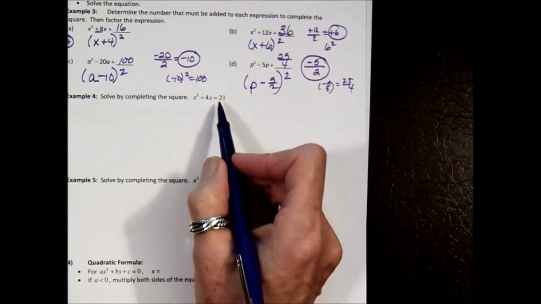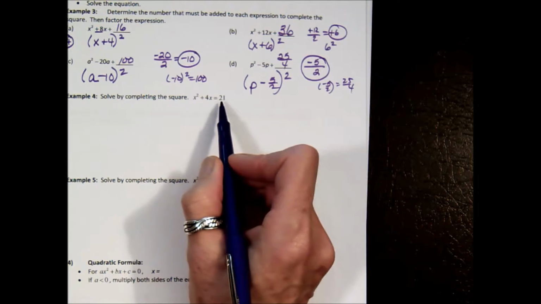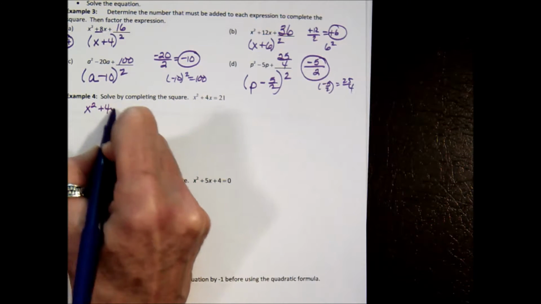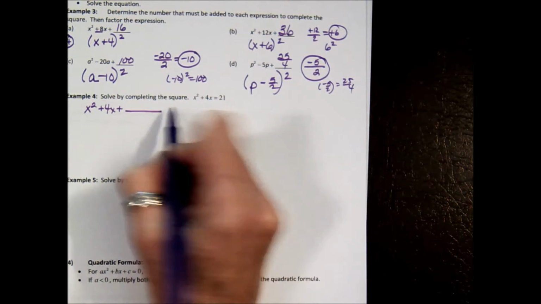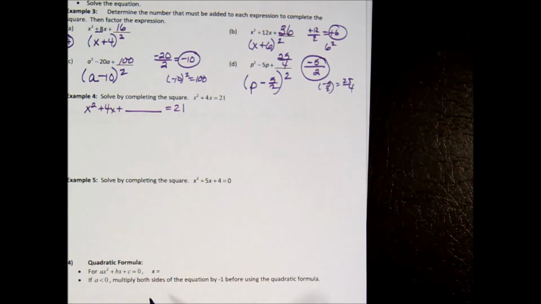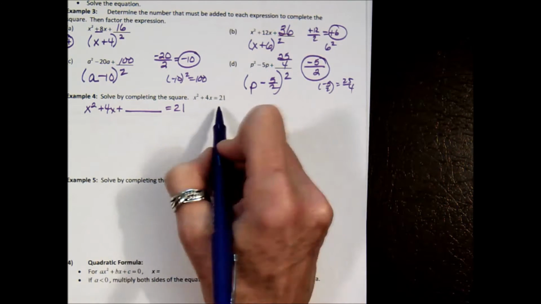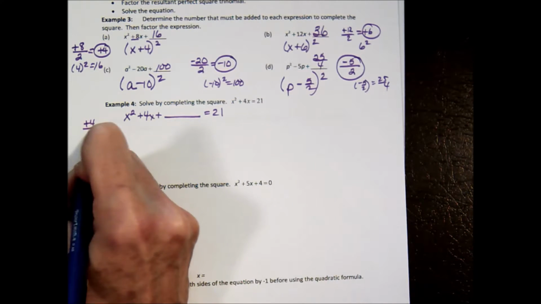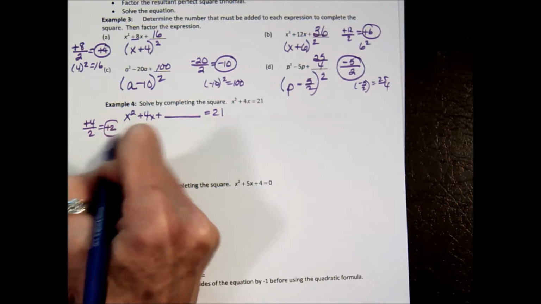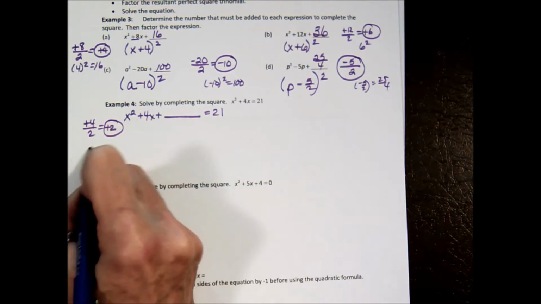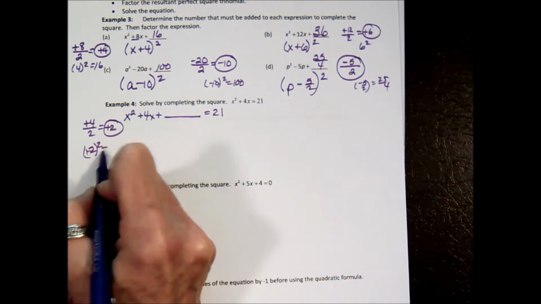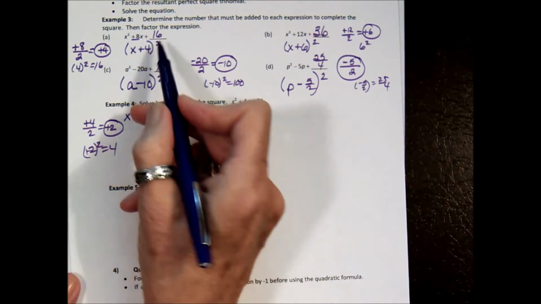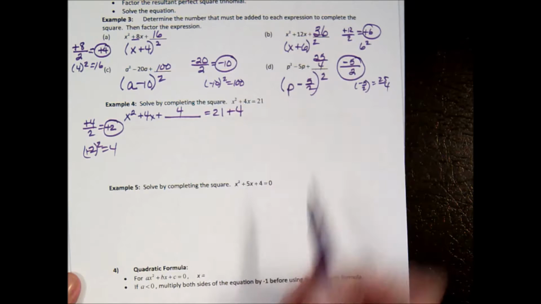So the x's are on one side, number on the other. We're going to write x squared plus 4x plus some magic number equals 21. So take that 4 with its sign, divide it by 2, write it with a sign and circle it. Now square that. That's what I add to both sides. We didn't have another side up here, so we didn't add to both sides.